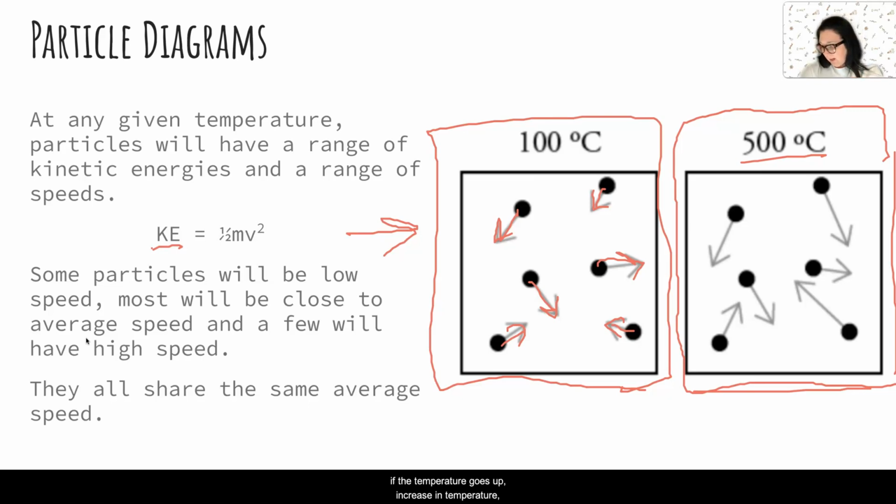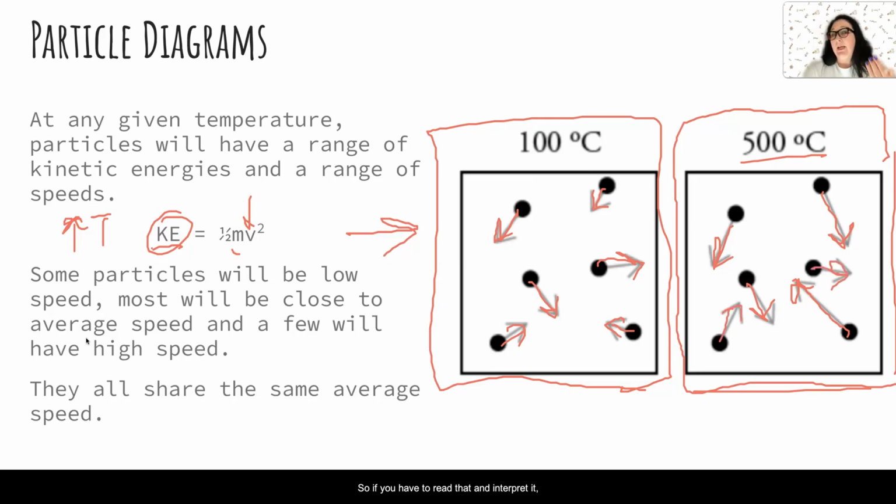Well, of course, if the temperature goes up, that means we increase our kinetic energy. Why? Because we increase our velocity. The mass didn't change. It's still the same 6 particles. We're just heating them up. So the mass stays the same. That's irrelevant. So the velocity has to increase. So notice the length of the arrows on this one are longer. Why? Because they're moving faster. So if you have to read that and interpret it, then you've got it. If you're asked to draw it, you should be able to replicate something like that for them.